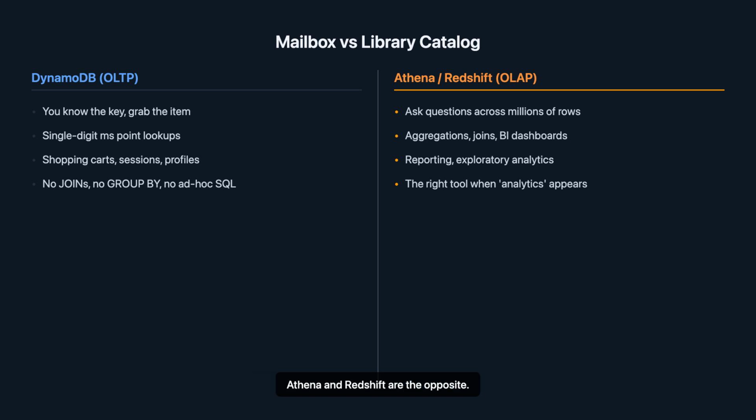Athena and Redshift are the opposite. They're like a library catalog where you can ask, show me all books about cooking written before 1990, grouped by author. That's what aggregations, joins, and BI dashboards need. Trying to do analytics in DynamoDB is like searching every mailbox in the city for cooking books. So when the question says analytics, your answer is Athena or Redshift, never DynamoDB.